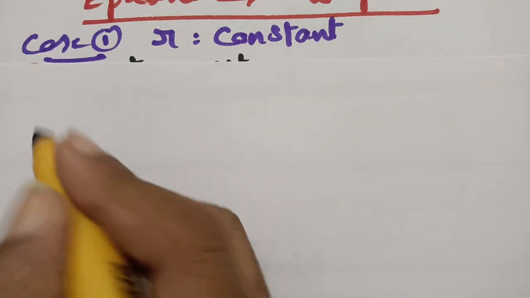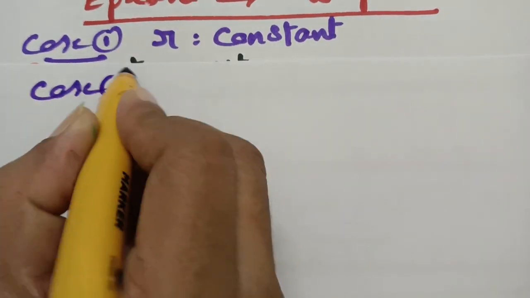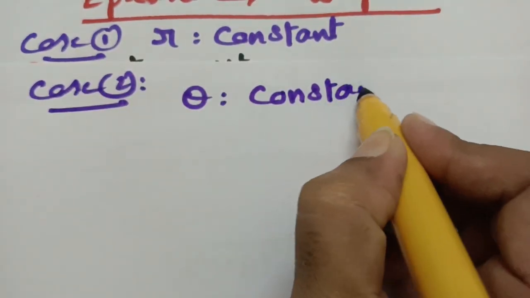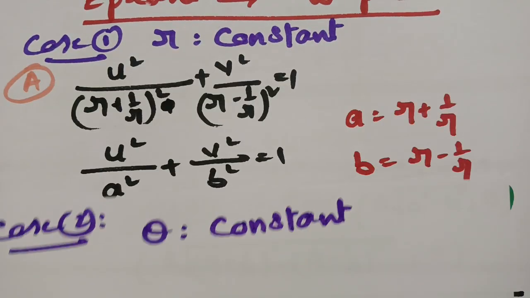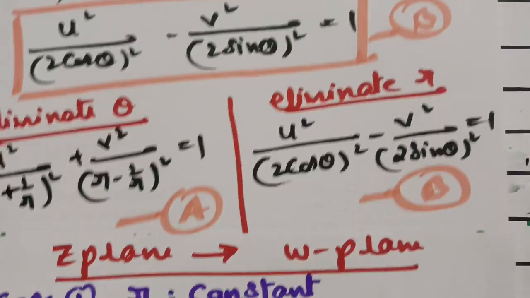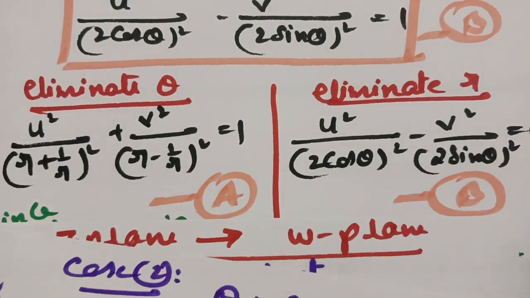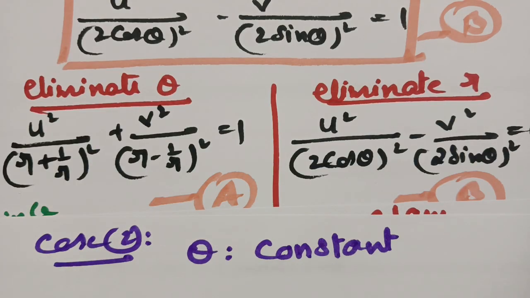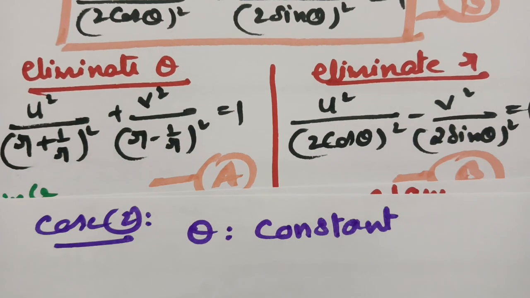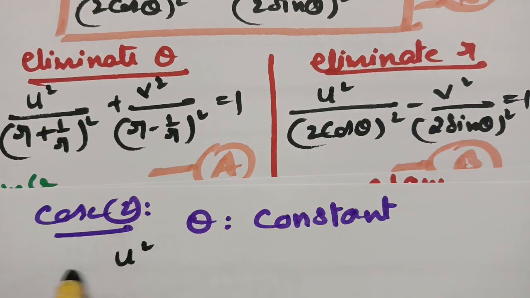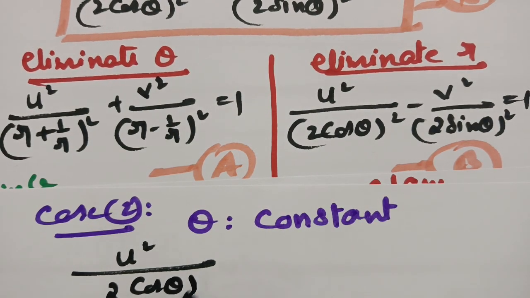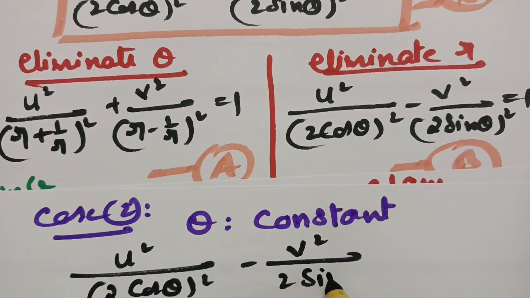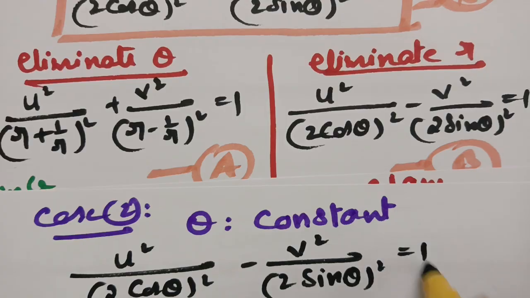So here, case 2: if theta is made a constant, then see the equation B. So what will be the equation B here? After eliminating theta, we got equation B. So this will be u square by (2 cos theta) whole square minus v square by (2 sin theta) whole square is equal to 1.